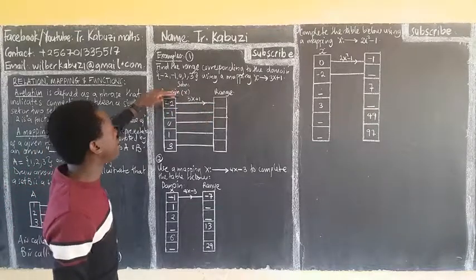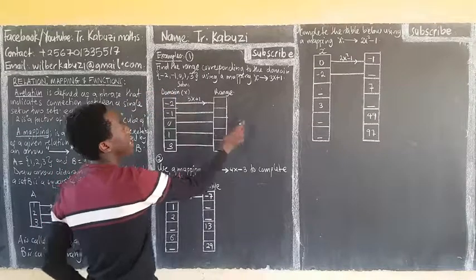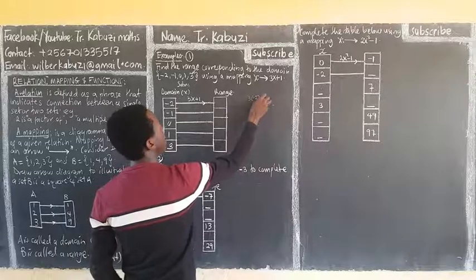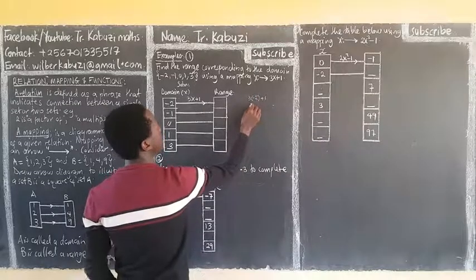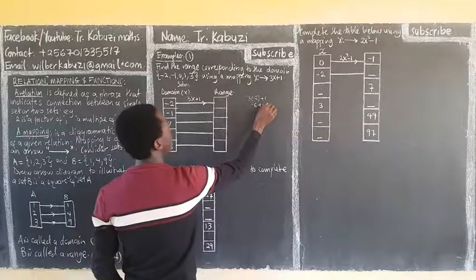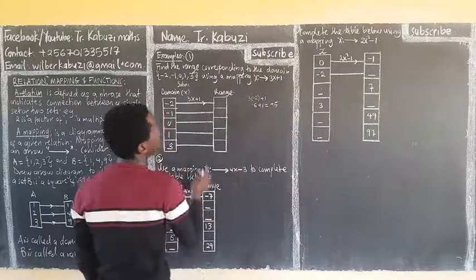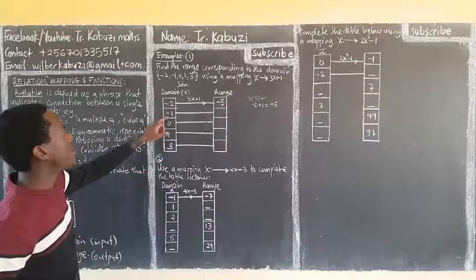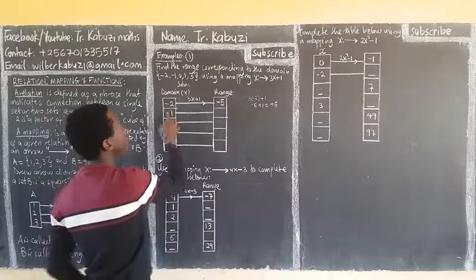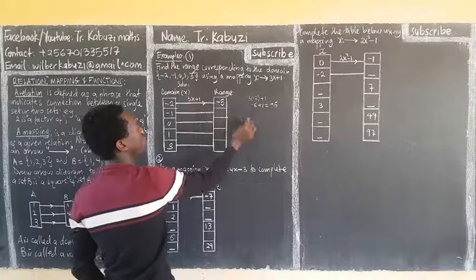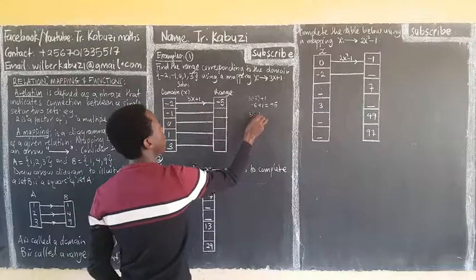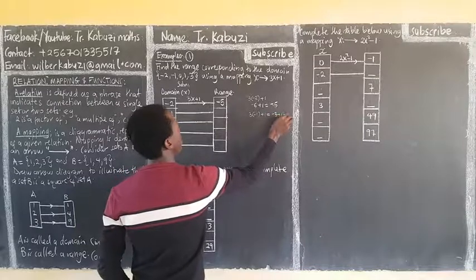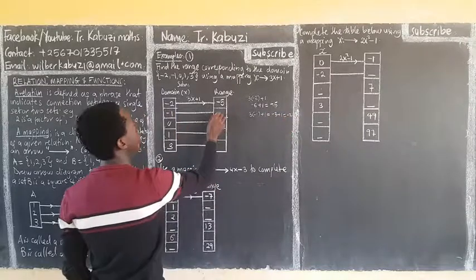So now x is negative 2. When I put here negative 2, I'll be having 3 into negative 2, then plus 1. This is negative 6 plus 1, which will give me negative 5. So this one is going to be negative 5. Then when I come to negative 1, x is going to be negative 1. Now you substitute here x. So it will be 3 into negative 1 plus 1, which is negative 3 plus 1, which will be negative 2. So you get the answer there.